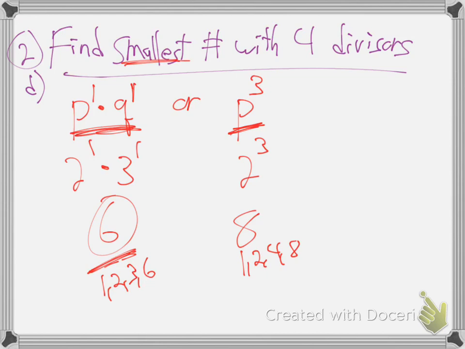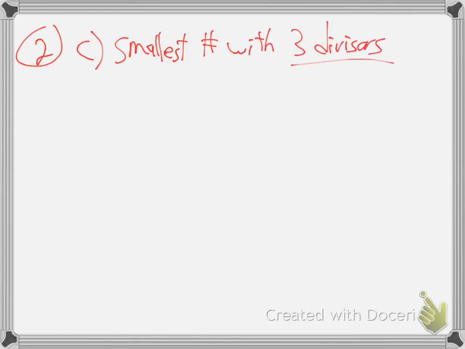Tracking with me? All right, let's back up to part C. I'm going to go backwards here. Tell me what's the smallest number with 3 divisors or factors. So let me give you a second. Think about that. In other words, you've got to have a prime to what power to get a number that has 3 divisors? Prime to what power? 2, right? Because you always add 1, that'll have 3 divisors.